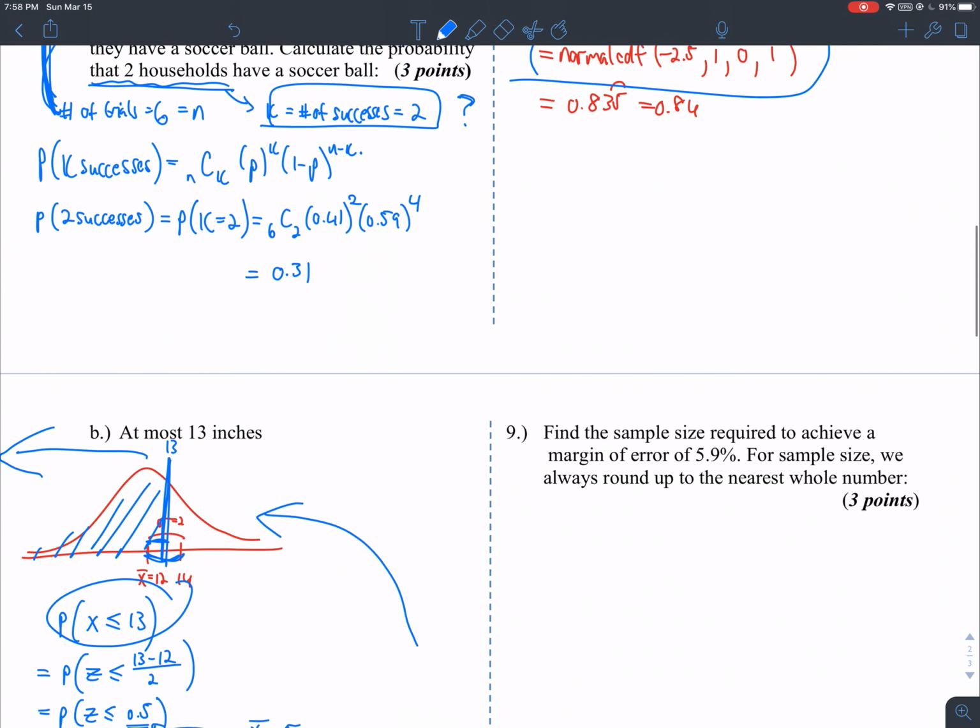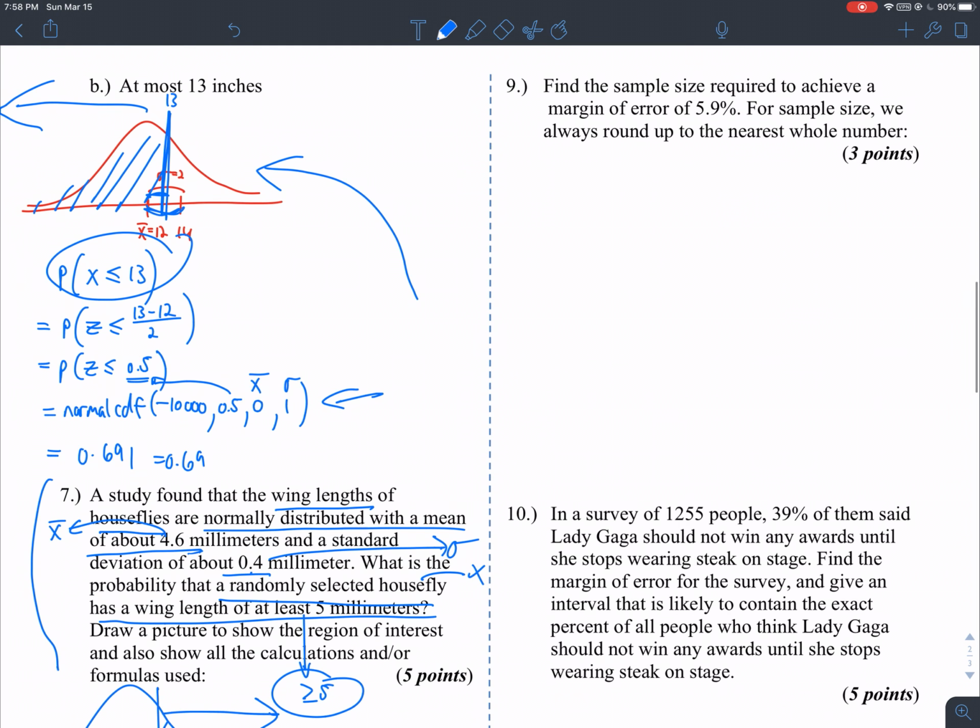Okay. Number 9. Find the sample size required to achieve a margin of error of 5.9%. For sample size, always round up to the nearest whole number. Okay, yes. So, that's a little bit of help there. So here's the formula we had. Margin of error equals plus minus 1 over root n. This was the formula we had.